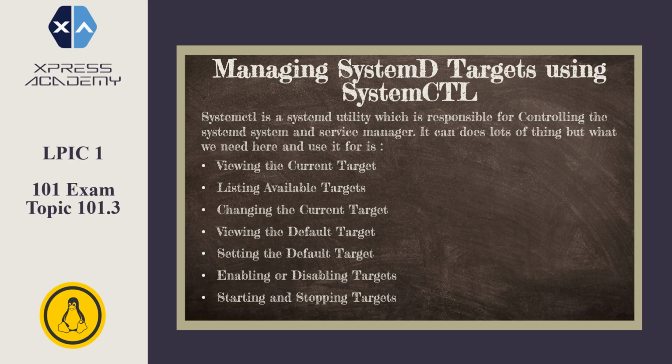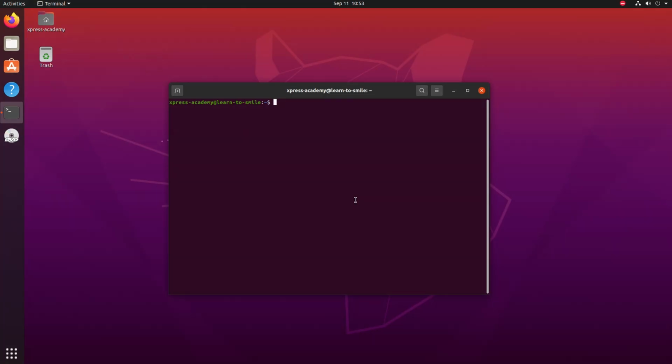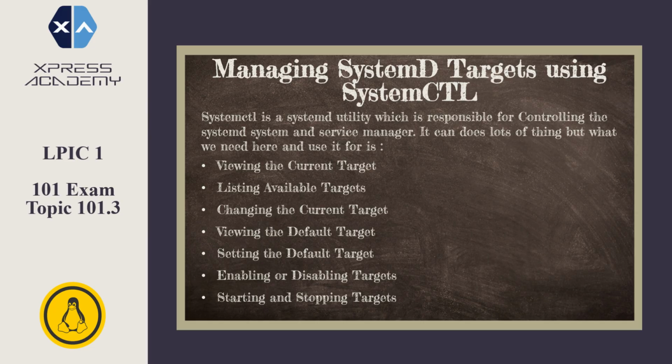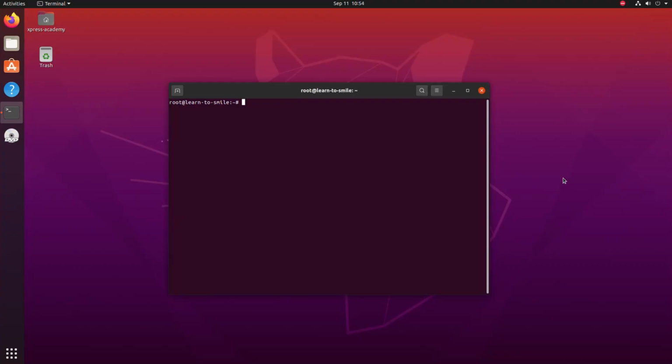Now let's see how we can manage targets using the systemctl command. Viewing the current target. To see the current target your system is using, we can use systemctl get-default. This command will display the default target that the system boots into. To list available targets, we can use systemctl list-unit-files --type target. This command will display a list of all targets along with their status.